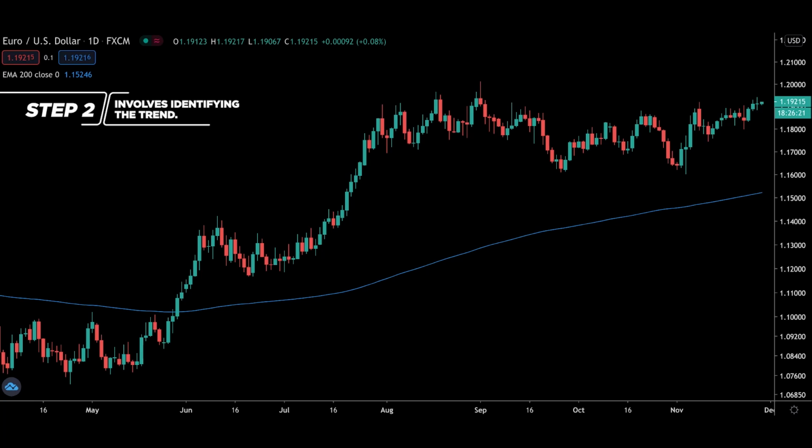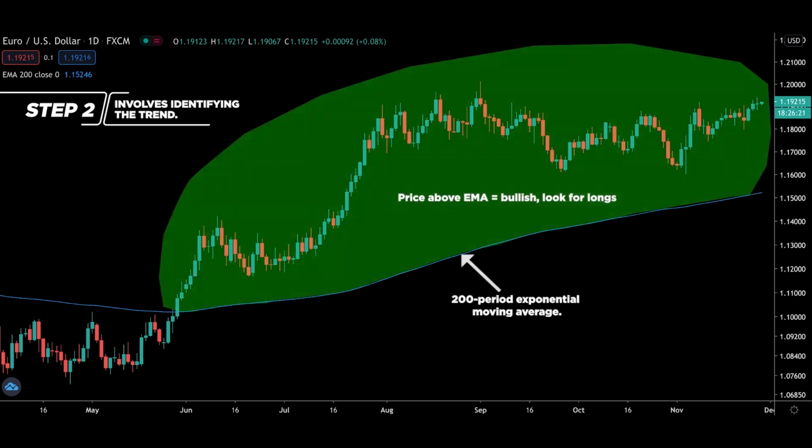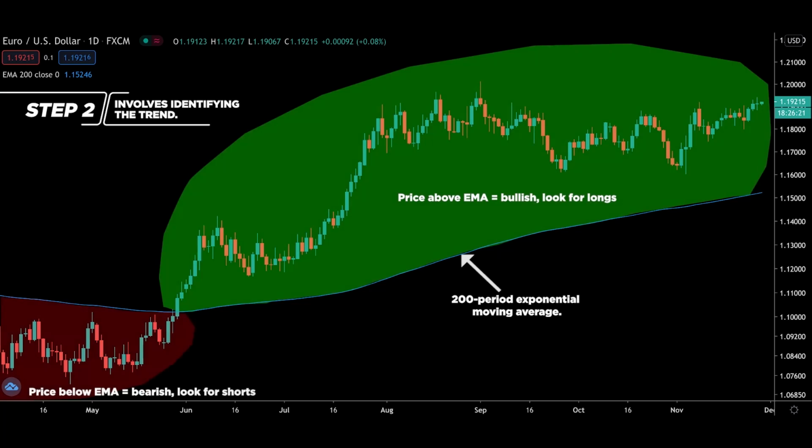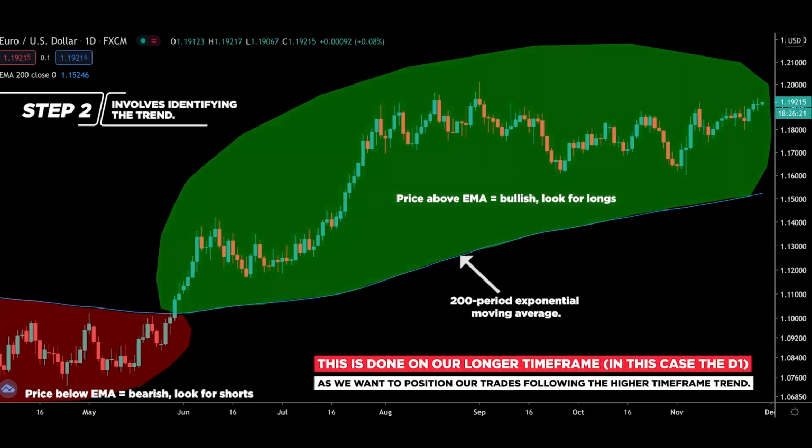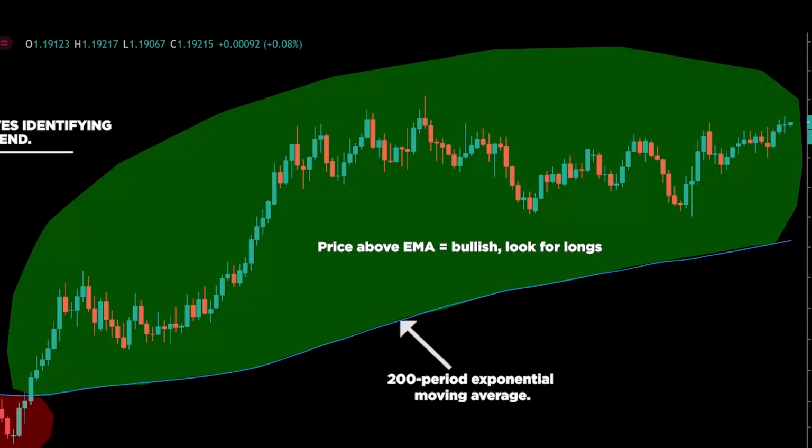To identify the trend, I use a 200 period exponential moving average. If price is trading above the exponential moving average, I lean towards bullish setups and look to buy. Conversely, if price is trading below the exponential moving average, I lean towards bearish setups and look to sell. You do not necessarily need to use the exponential moving average. You can use any trend indicator that you are most comfortable with. In this example, let's zoom in onto this portion of the chart and assume that the trend is bullish.